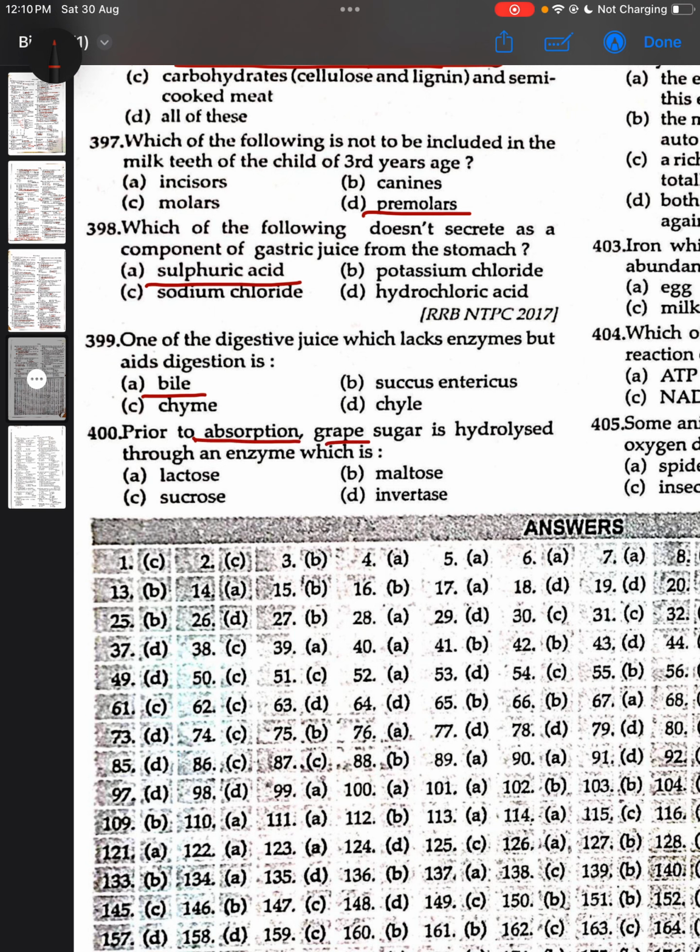Prior to absorption, grape sugar is hydrolyzed through an enzyme which is... The answer given here is invertase, but grape sugar is already in the simplest form, so it does not need to be hydrolyzed. Invertase hydrolyzes sucrose.